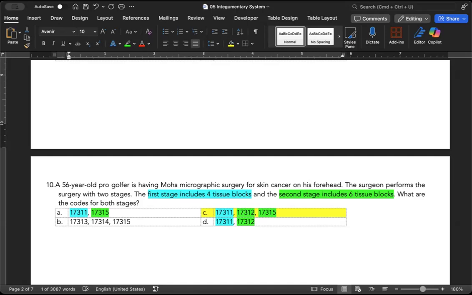So when you're talking about lesions, then you're going to do it per lesion.